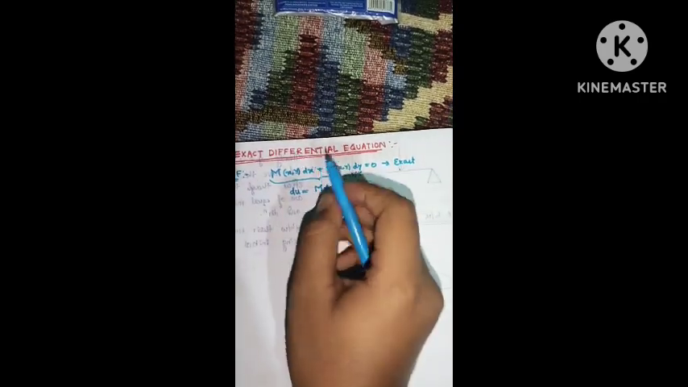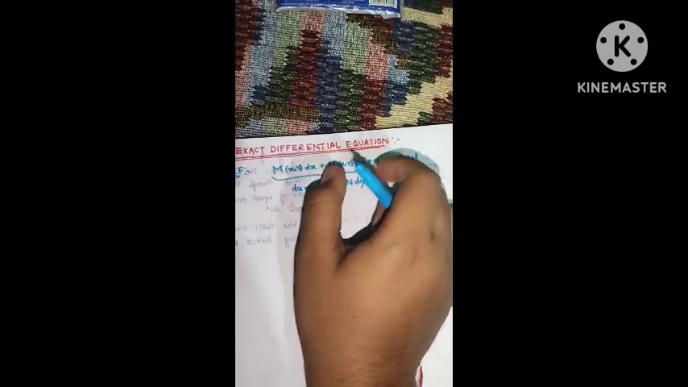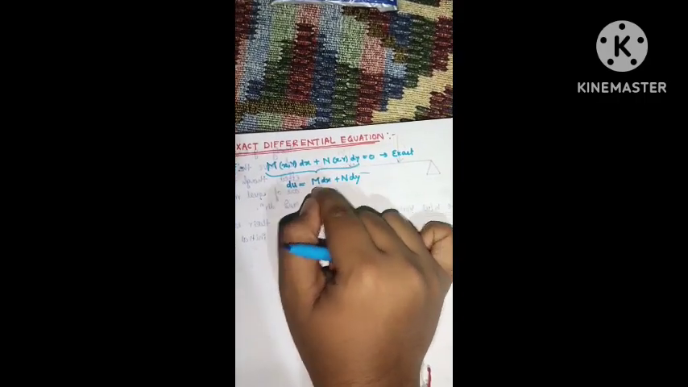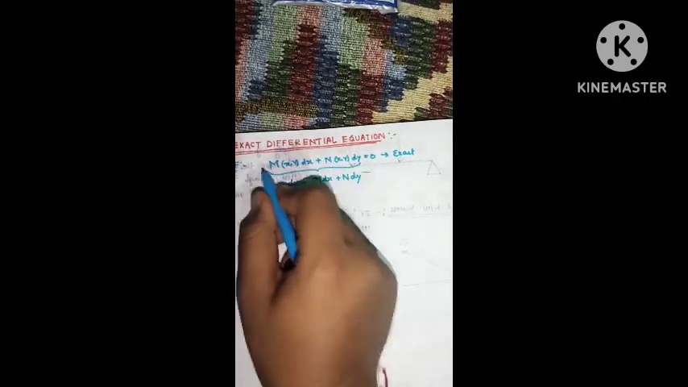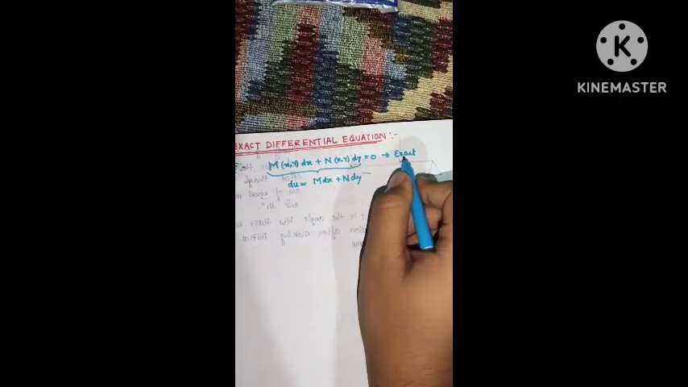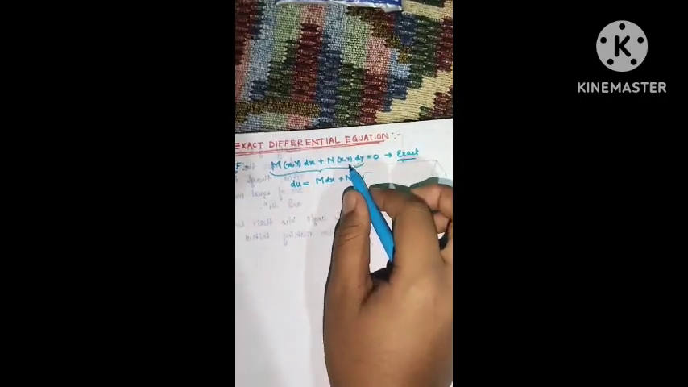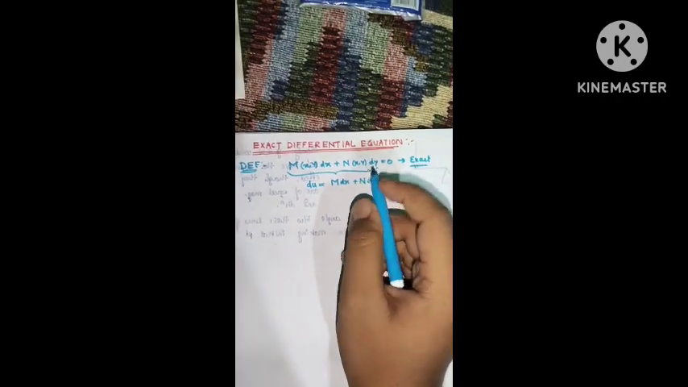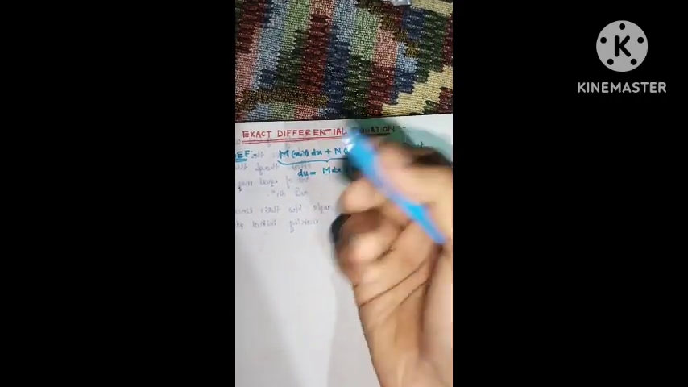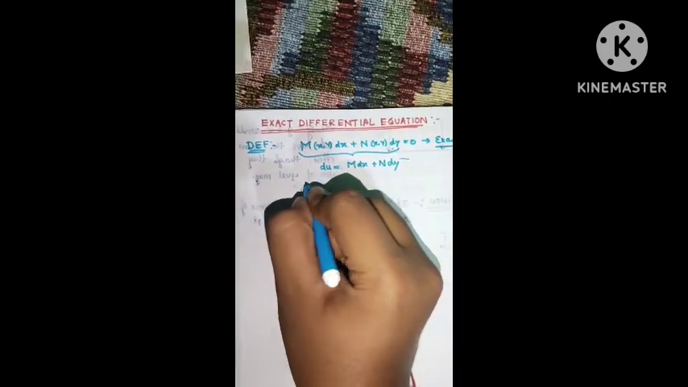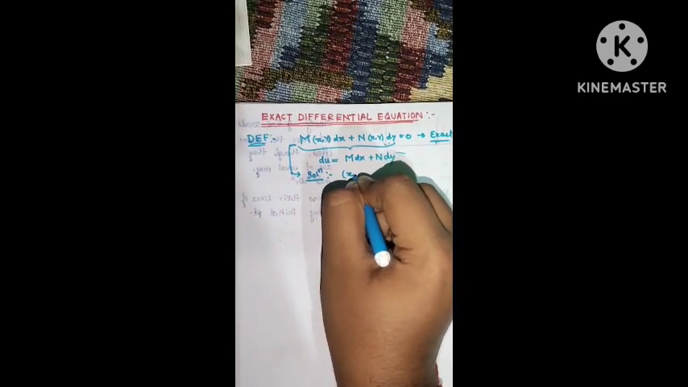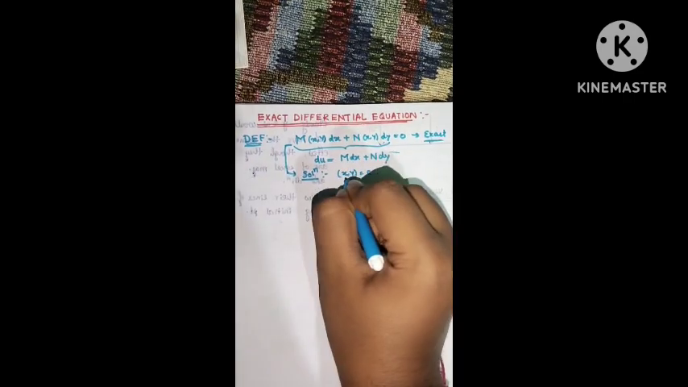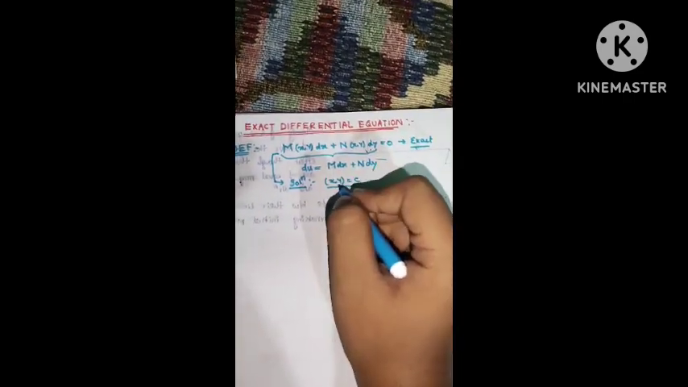If we can write the left hand side part of this equation, M dx plus N dy, as the differential of some other function u, then we can call this whole equation exact. This is the exact differential equation. So what will be the solution of this type of equation? Its solution would be u of x comma y is equal to c.